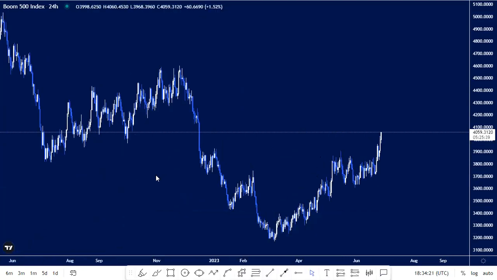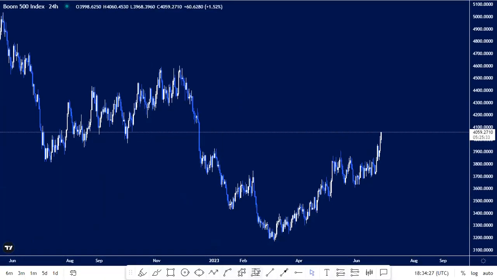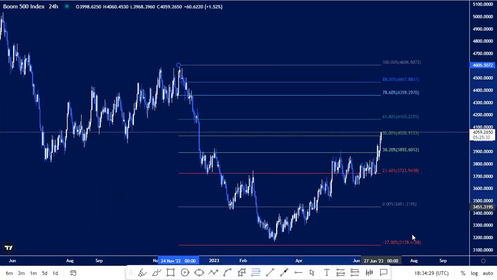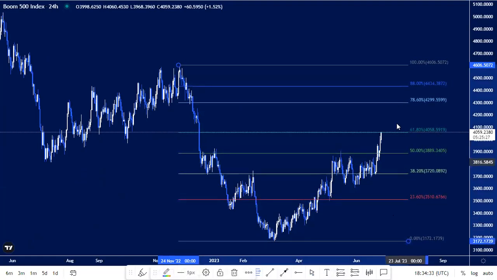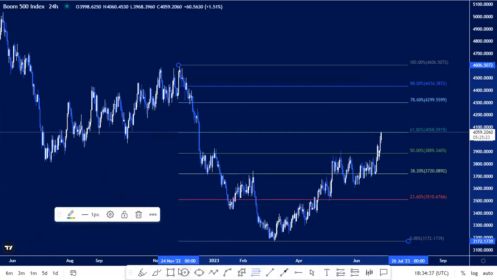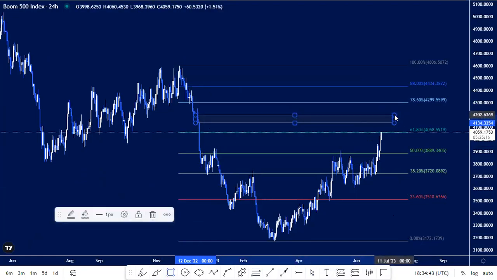So first things first, I have a Fibonacci retracement. I managed to draw my Fibonacci retracement from point A, the lower high there, to the lower low here. And you realize that we are almost on 61.8, which is good. But now I realize that just above here, we have a supply zone. This is a supply zone here.